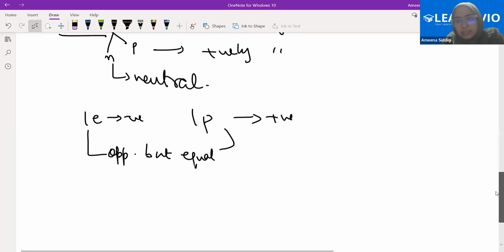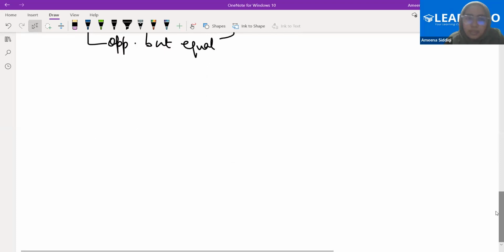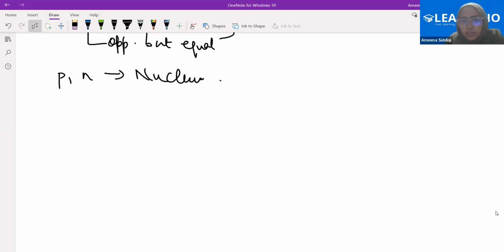In an atom, where are these subatomic particles situated? The protons and the neutrons are in the nucleus. The nucleus has protons and neutrons. Because of this, what will be the charge of the nucleus? Positively charged. Because it has neutrons, which are neutral, and protons, which are positively charged. So the nucleus becomes positively charged because of the presence of the protons in it.